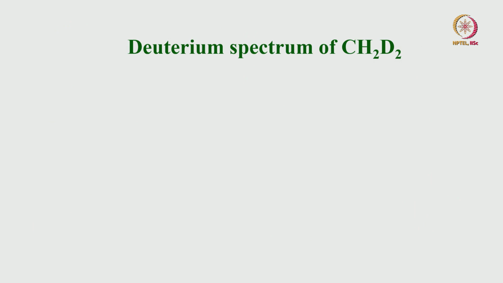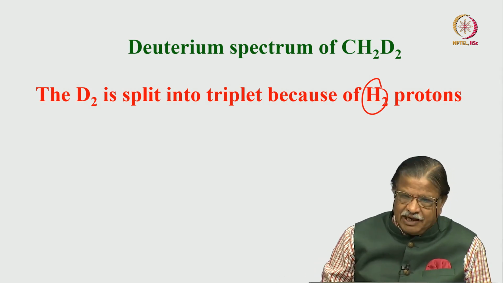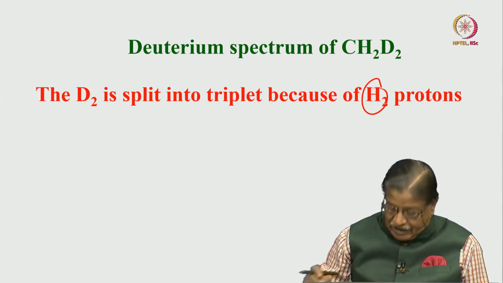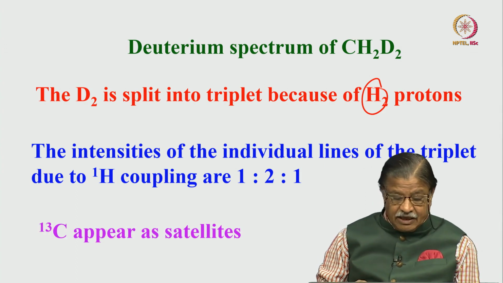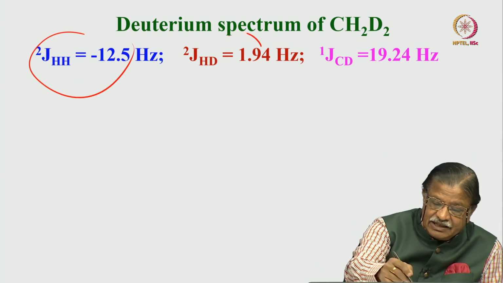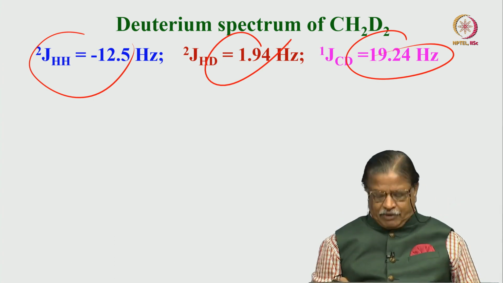Now we will see the deuterium spectrum of this molecule, another nuclei. We saw how the carbon spectrum comes, we saw how the proton spectrum comes. Let us now try to understand the deuterium spectrum. Deuterium spectrum is a triplet because of protons, of course, and spin one nuclei. It will be a triplet, and each line of the triplet is further split into a doublet because of carbon 13. Okay, it appears as satellites. Now I give you a value for JHH, JHD and JCD just to see how that spectrum comes.